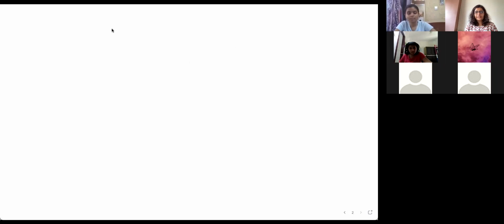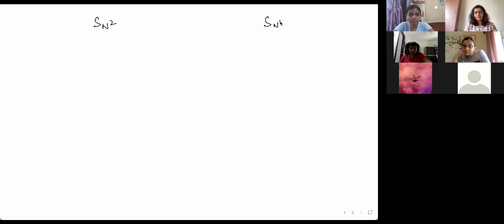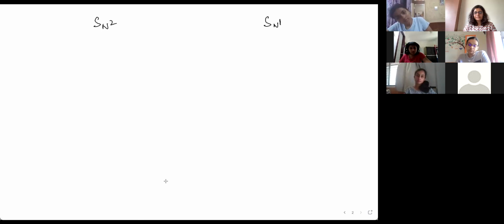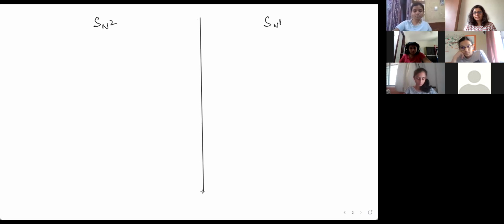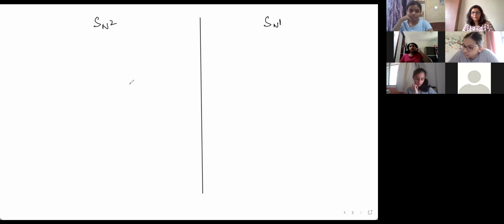Okay, so now differences between SN1 and SN2. Let's put SN2 over here, SN1 over here. Apart from basic differences, the finer details that we discussed, inversion, optical stereochemistry में differences क्या होगा, and what sort of thing will help speed up this particular mechanism, all of those other details we'll talk about.